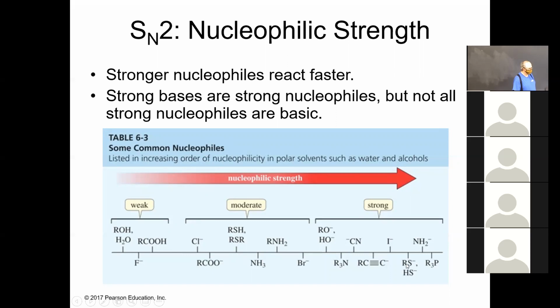These sulfurs with a negative charge are good nucleophiles. Cyanide, oxygen with a negative charge is a good nucleophile. Nitrogen with no charge is a moderate nucleophile. And then at this end, neutral molecules like water and alcohols and carboxylic acids are weak nucleophiles. Fluoride, under most conditions, is also a weak nucleophile. SN2 depends directly on nucleophilic strength. The stronger the nucleophile, the faster the reaction, because the nucleophile has to come in and actually push out the leaving group.